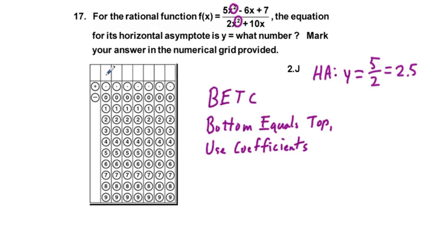There it is, 2.5. So put 2.5, and it's going to go like this. Here's your 2, here's our point, and here's our 5 right down here. And there it is, bubbled in correctly, number 17.